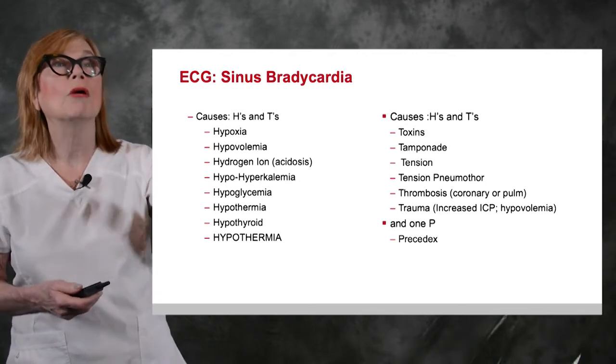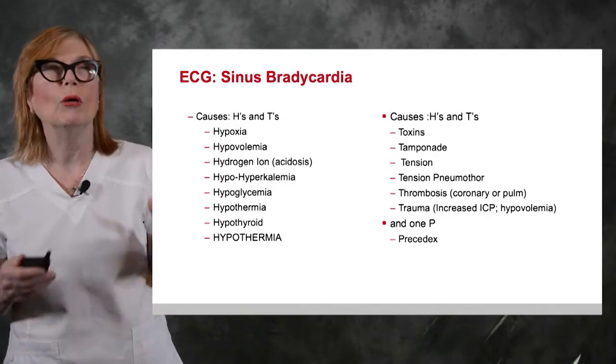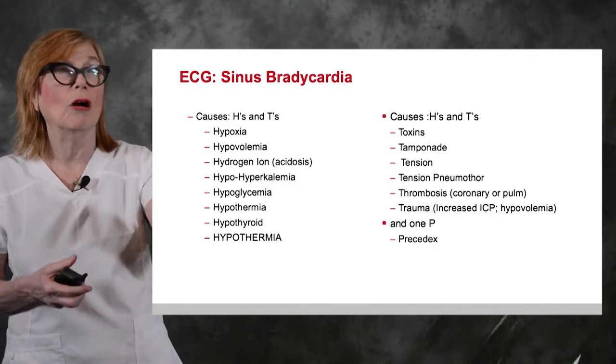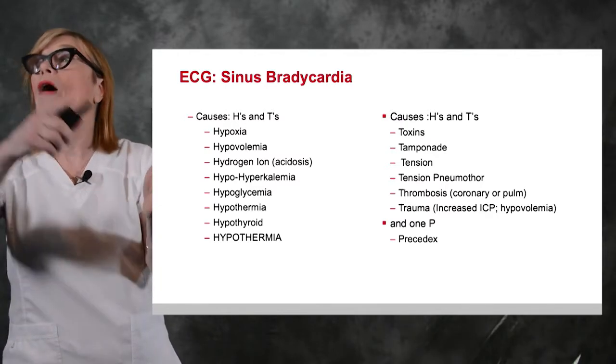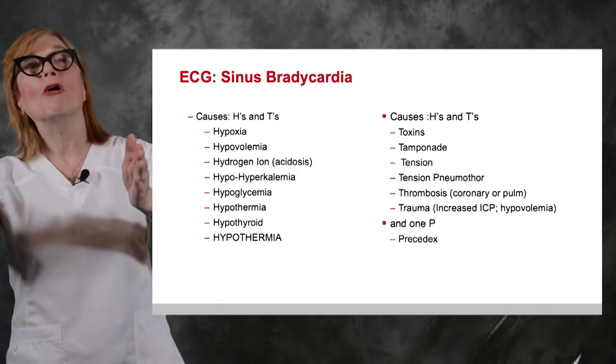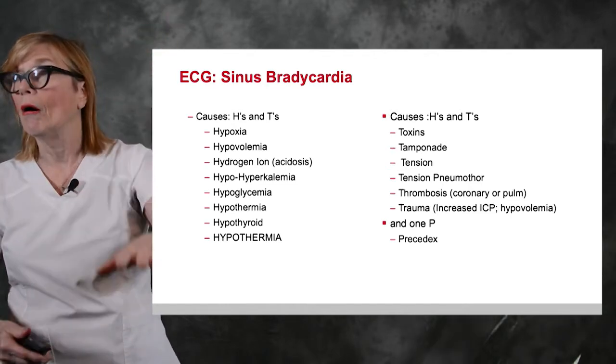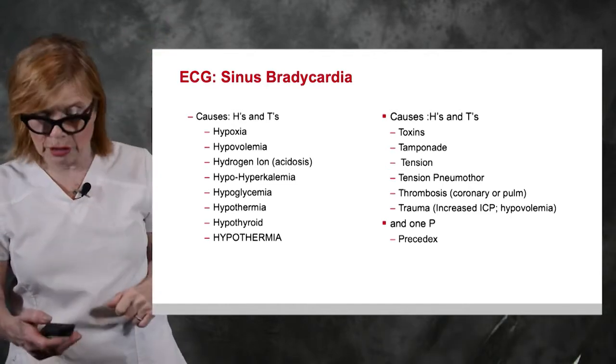So let's remember the H's and the T's plus one P. Those can be causes for sinus bradycardia, and what you're going to see later may also be causes for PEA, may also be causes for asystole. So all you have to remember are those two columns for all those dysrhythmias.